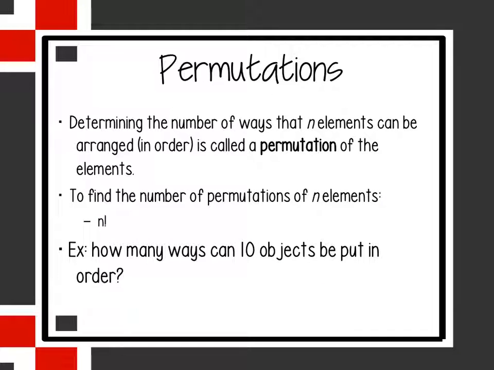All right, permutations are next. A permutation is determining the number of ways that n elements can be arranged in an order. So this is where order matters. Let's say I want to give you guys new seats and I want to know how many possibilities there are to rearrange you in order.